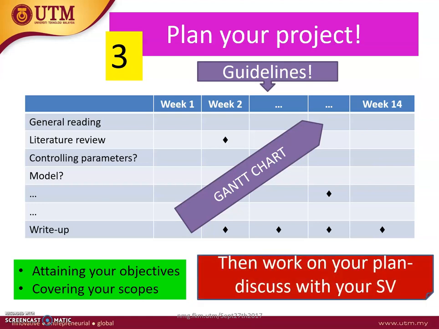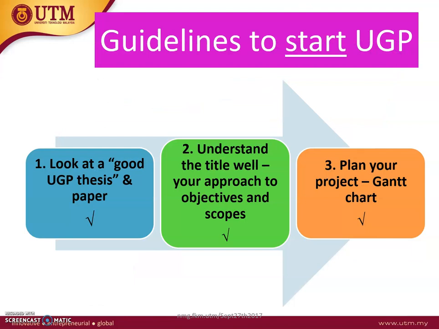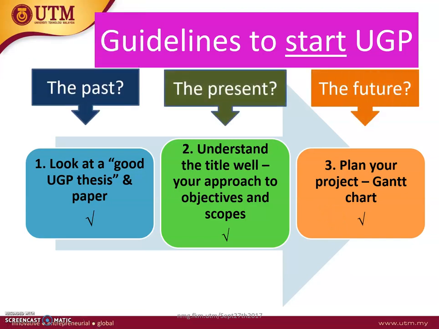Now, then you work on your plan, discuss with your supervisor. Well, overwhelmed about feeling of something to do, I don't know where to start. But you have these 3 steps already covered. By now, you should have a look at the good UGP thesis and paper, check. You understand the title well, your approach to objectives and scope, check. Now you have your Gantt chart to plan your project. You have already taken the first few steps towards doing your undergraduate project.